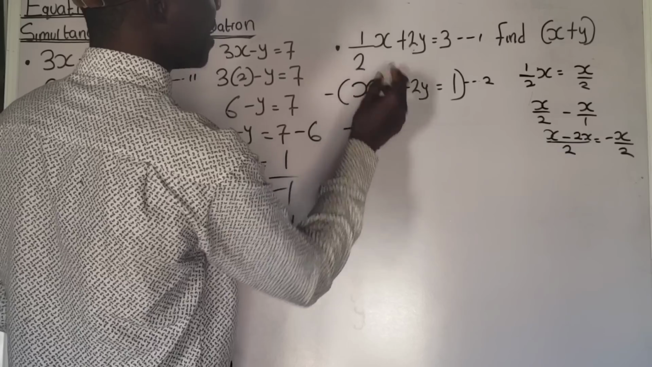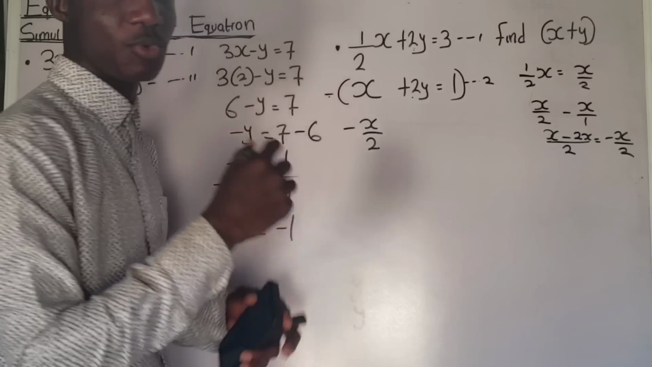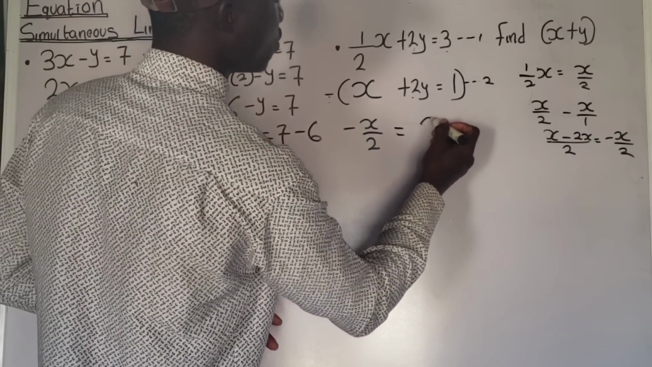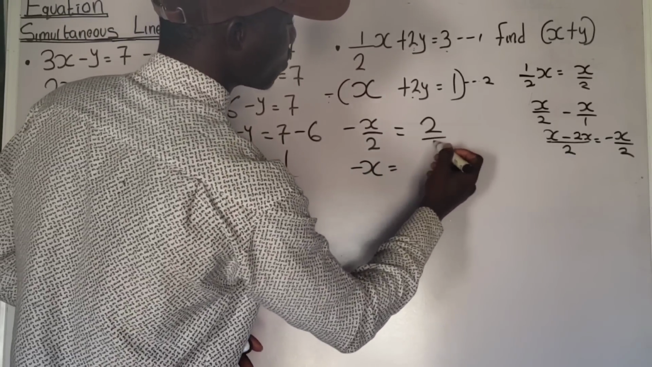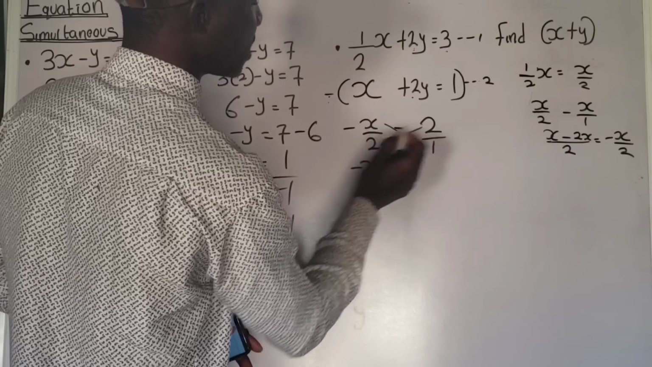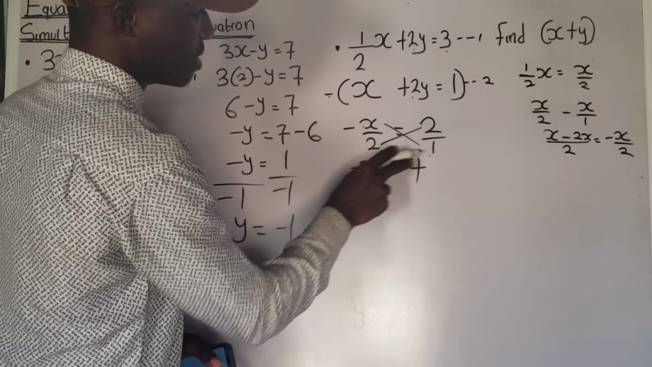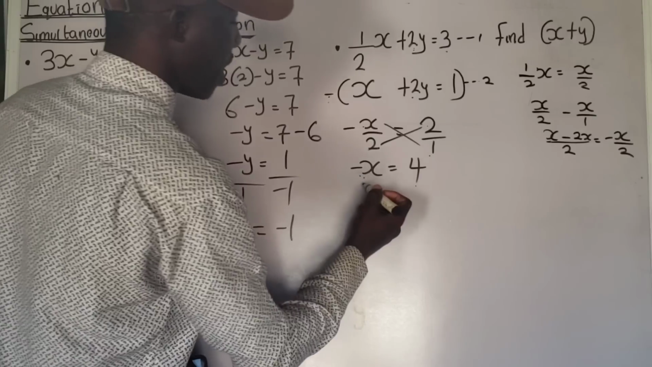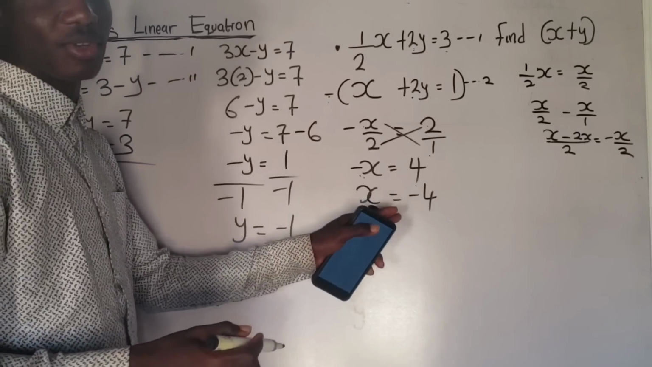Now, plus 2y minus plus 2y will be 0. Now 3 minus 1, I'm going to have 2. So I'm going to have negative x over 2 is equals to 2, and I'm going to cross multiply here. Negative x times 1 is negative x. 2 times 2 is 4. So negative x is equals to 4. I'm very sure you understand how I got this.